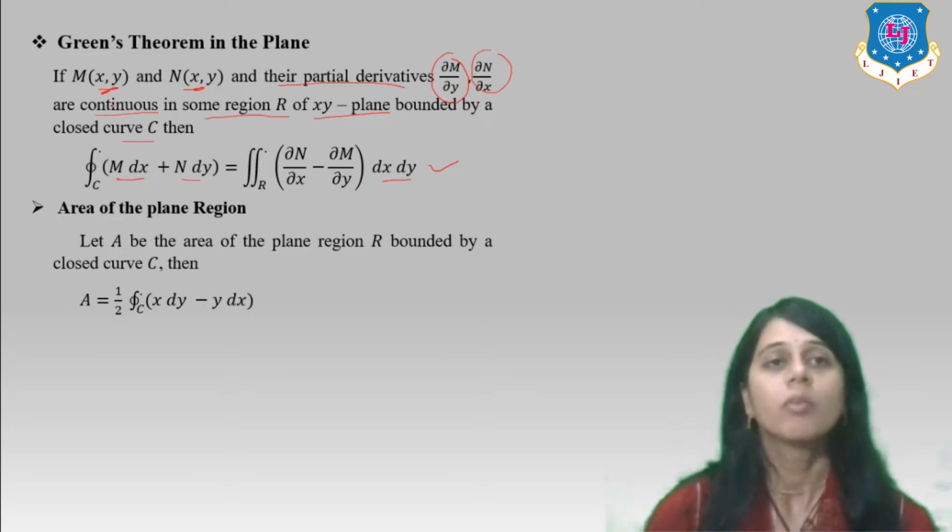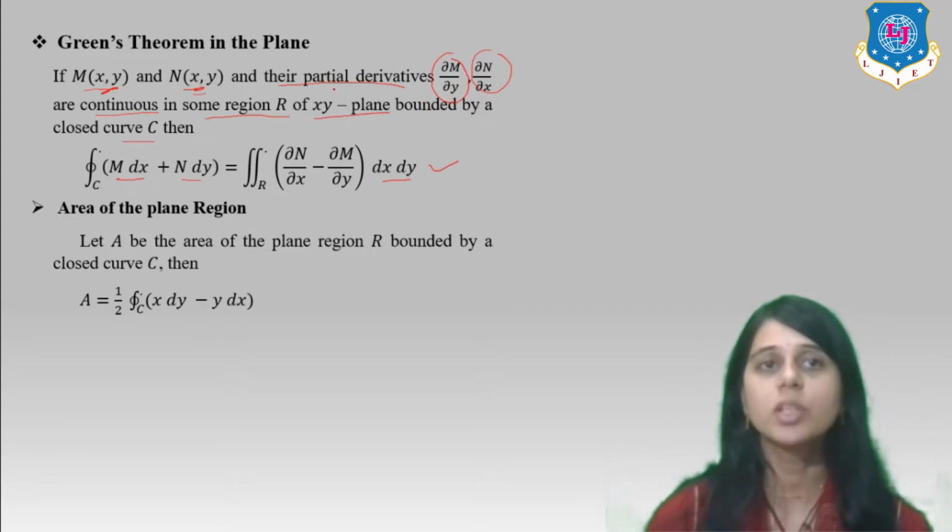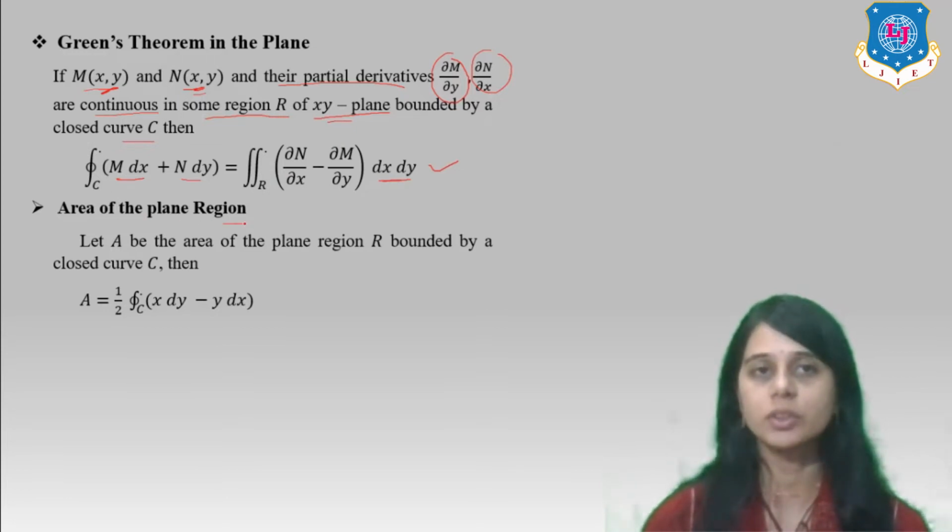What is the statement? M and N are functions and their partial derivatives are continuous in the region of the xy plane bounded by the closed curve. So we write the integration over the closed curve of M dx plus N dy equal to the double integration over region R of del N by del x minus del M by del y dx dy. Area of the plane region.